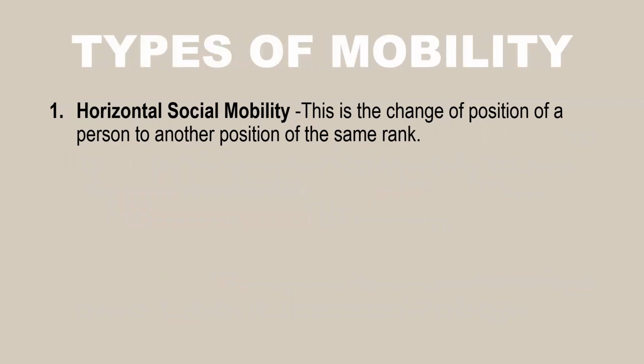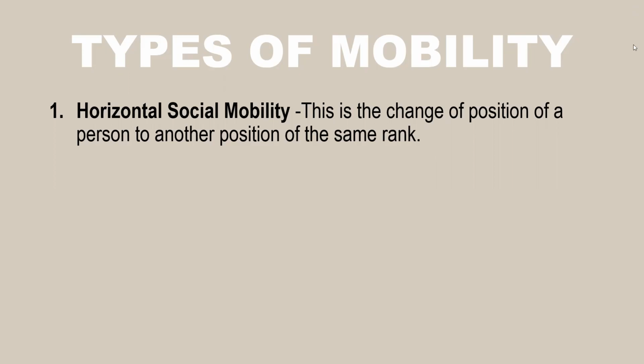Now, let's go for types of mobility. One, horizontal social mobility. This is the change of position of a person to another position of the same rank. Like for example, okay, teacher 1, na-promote ng teacher 2, teacher 3, horizontal social mobility. May movement pero horizontal siya. Example also, chemistry teacher. Nag-resign ka sa trabaho mo, okay, nagkaroon ka ng trabaho ulit, but may kinalaman pa rin sa chemistry. So, horizontal social mobility.